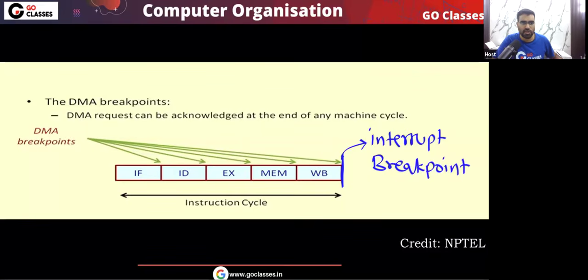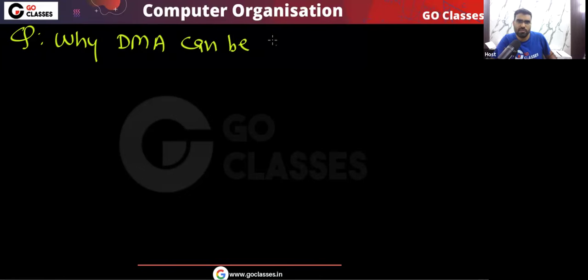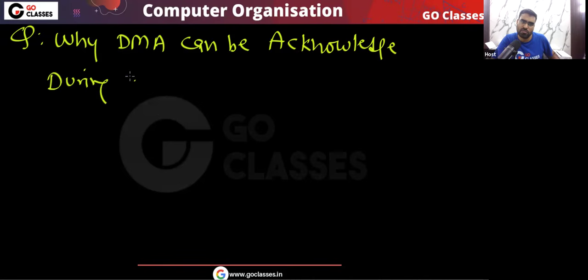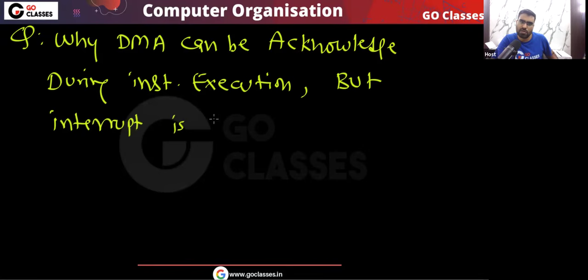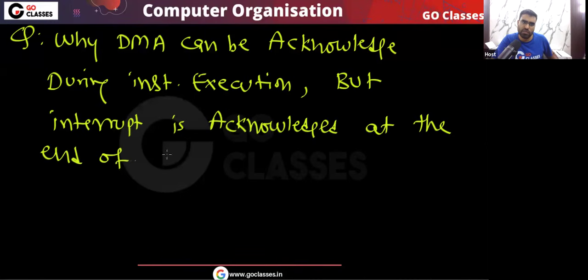And what is the reason why we cannot acknowledge interrupt in between? So this might be your question: why can DMA be acknowledged during instruction execution, but interrupt is acknowledged at the end of the instruction execution?